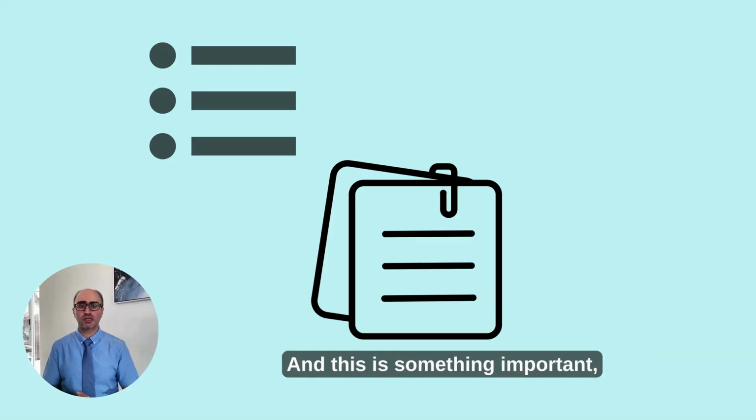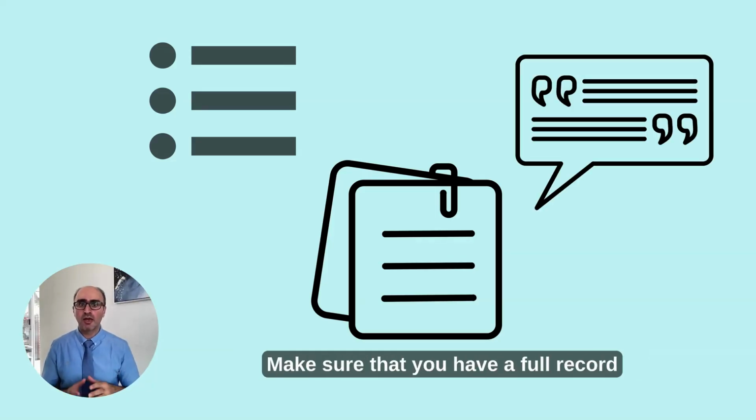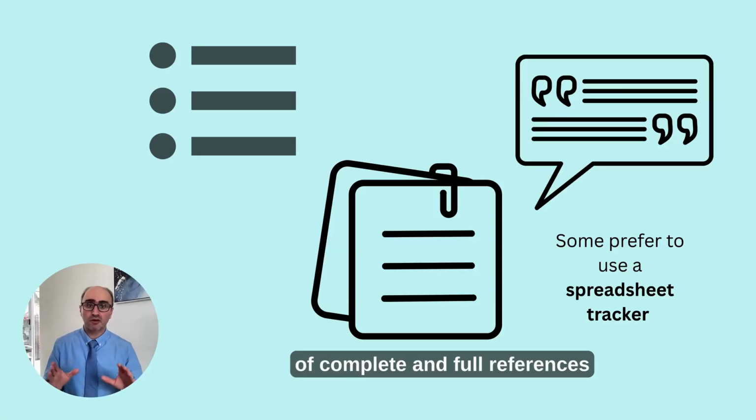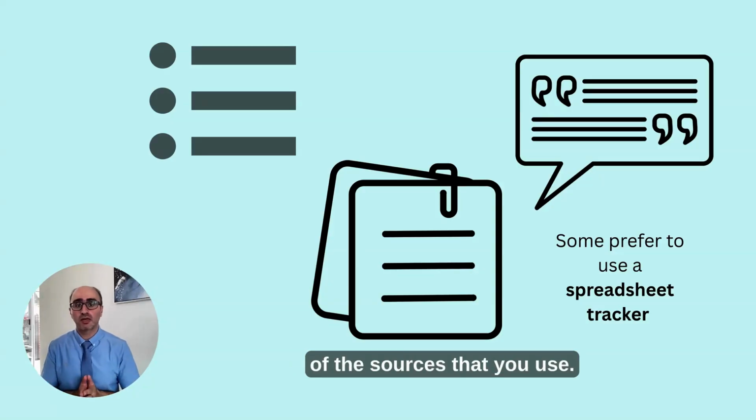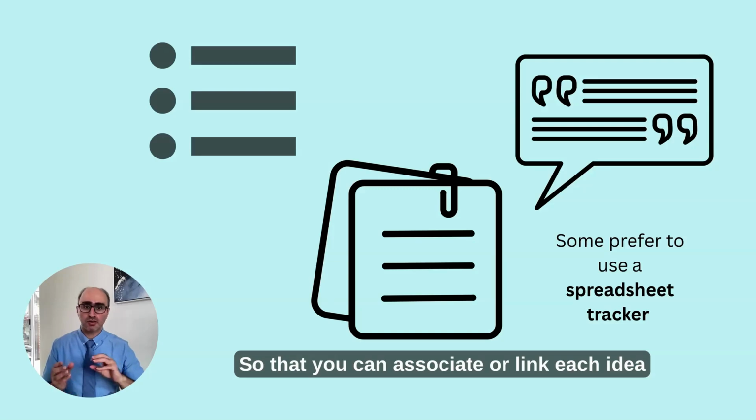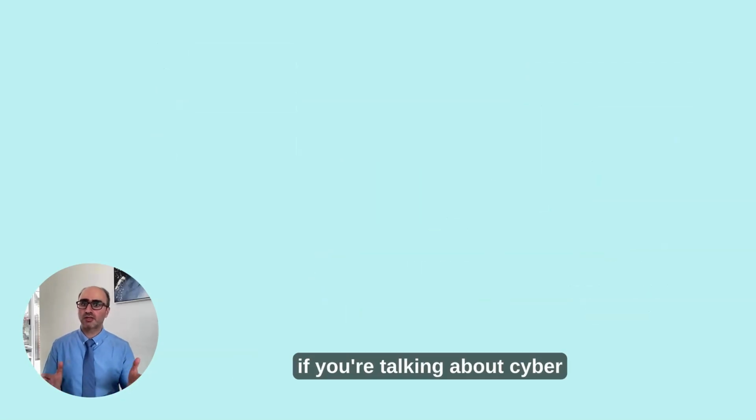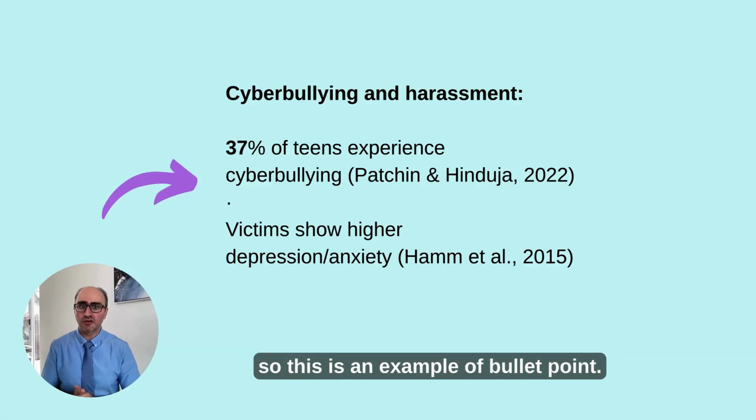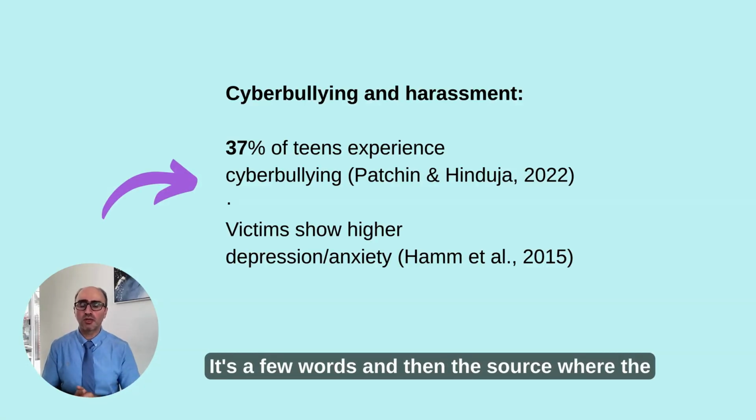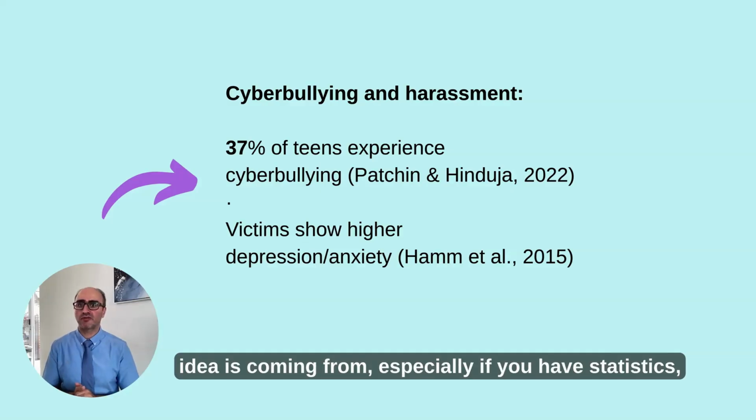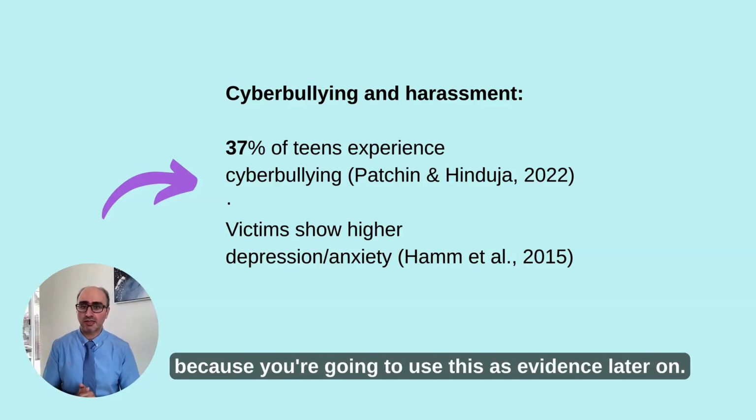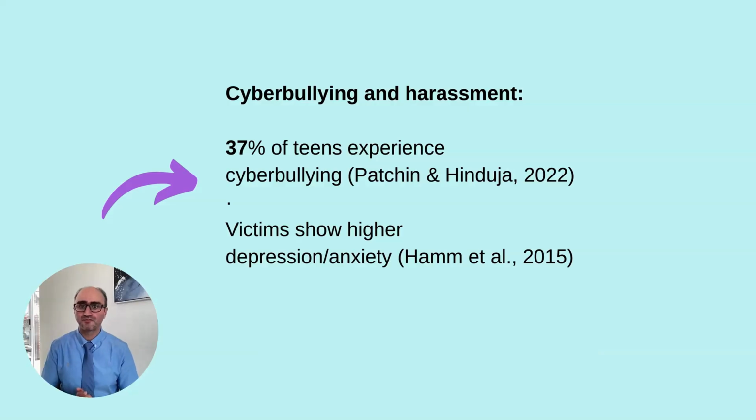And this is something important, actually, I should have emphasized earlier. Make sure that you have a full record of complete references of the sources that you use so that you can link each idea to the source where it's coming from. For example, if you're talking about cyberbullying or harassment, this is an example of a bullet point, just a few words and then the source where the idea is coming from. Especially if you have statistics, because you're going to use this as evidence later on in developing your paragraph.